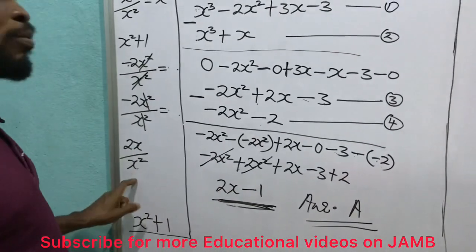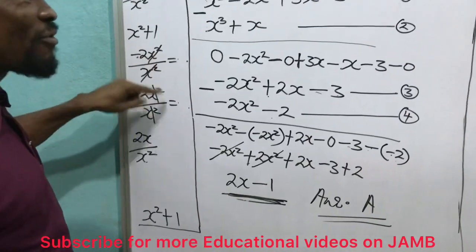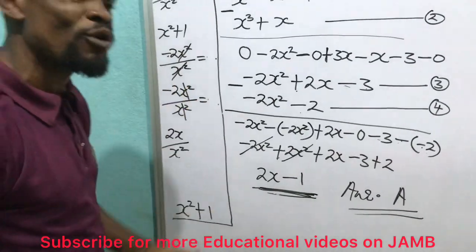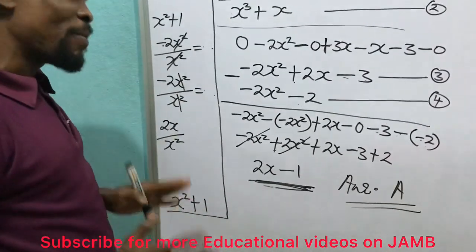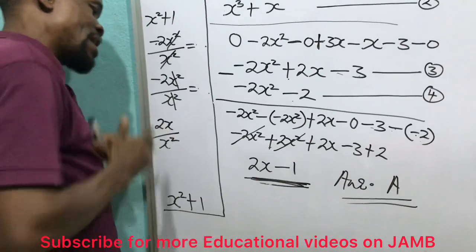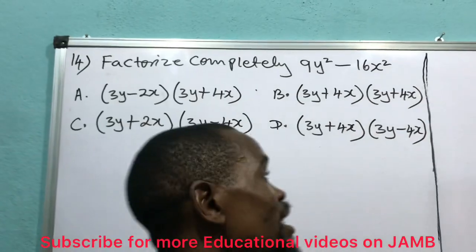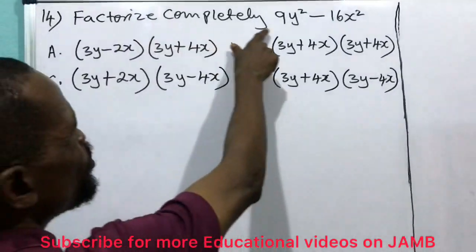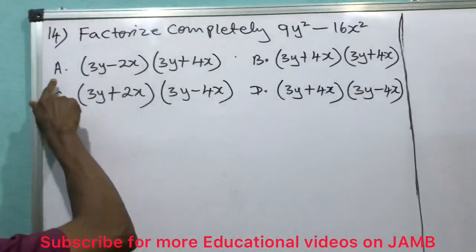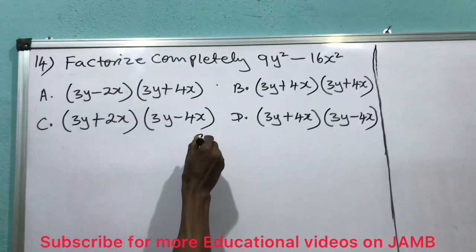Therefore, I have a proper fraction. But on this one, I have an improper fraction, because we divide only improper fractions, but we don't divide proper fractions. A proper fraction remains a proper fraction. Look at the proper fraction, x raised to the power 1 over x. Yeah, this is question number 14. Question number 14 says factorize completely this. And the options are given to us. Look at the options. Then let's go to the solution.